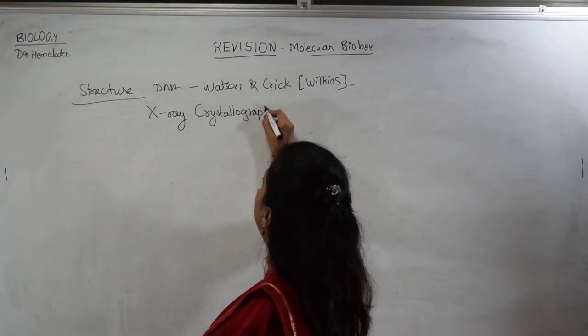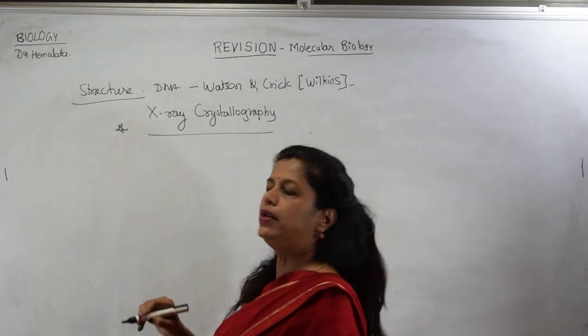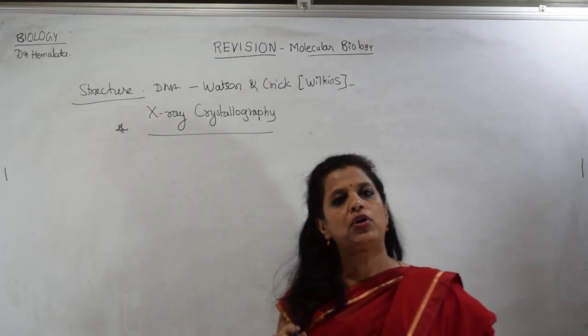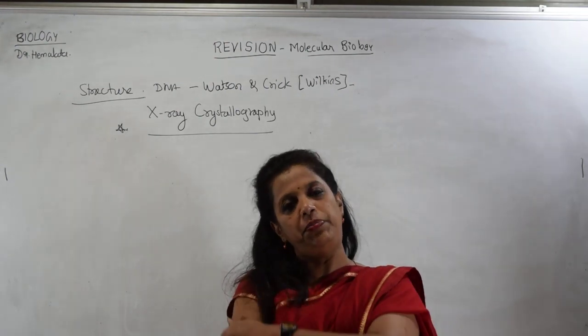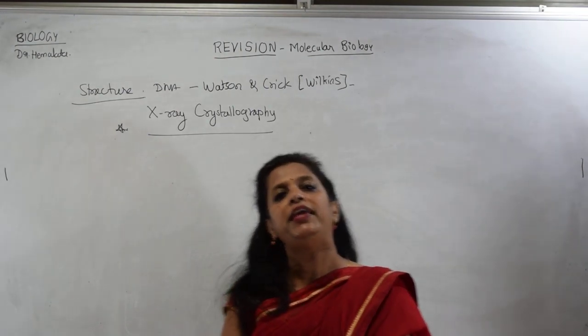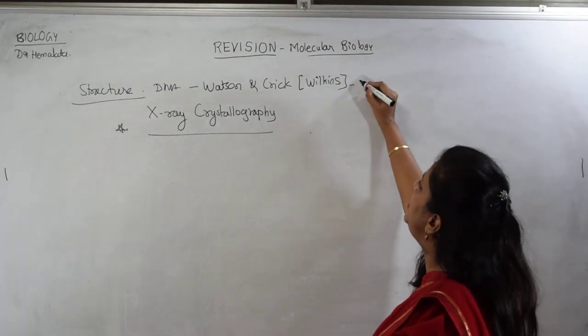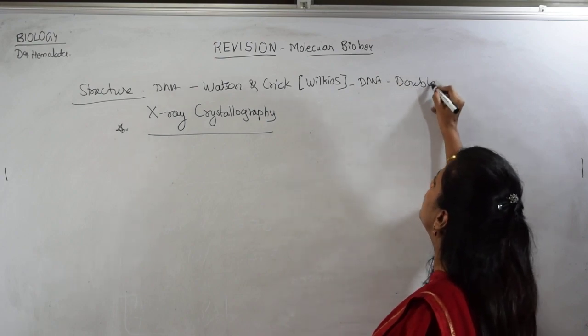Crystallography. If you want to know what this is, you just go through these techniques. You try to study it, and being physics and chemistry people, you will understand it easily. Using X-ray crystallography, they identified that DNA shows the double helix model.